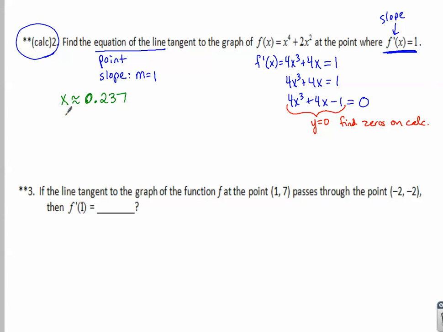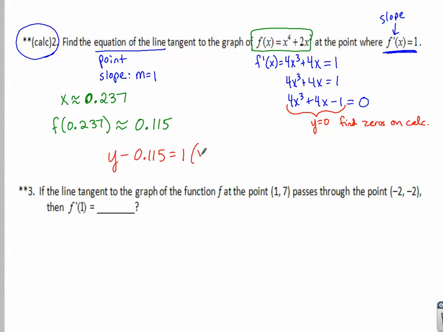Once we have the x, you remember how we find the y? That's right, plug it in, 0.237 plugged in. Going back to our calculator, that gives us approximately 0.115. You can just plug that in to our function to get that y value. Now that we have a point, we have a slope. Let's write our equation. y minus the y coordinate equals our slope times x minus the x coordinate. Don't worry about simplifying. We're done.